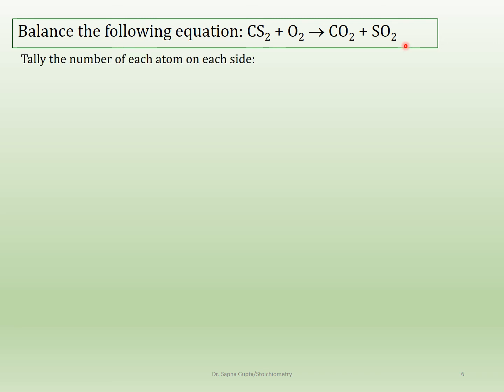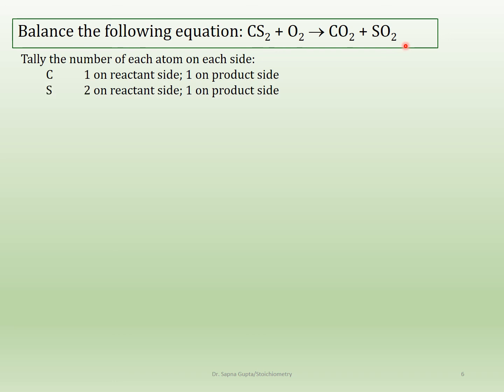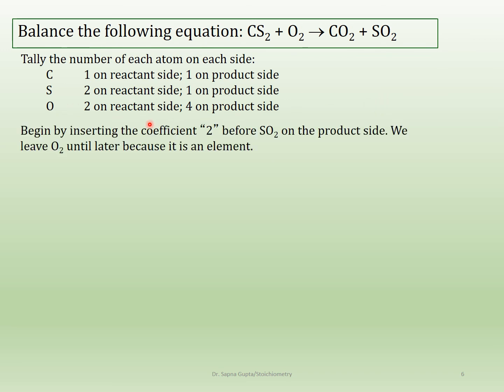So balance this equation. First of all, you tally all the numbers of atoms on each side of the equation. So carbon first: 1 on the left side and 1 on the right side. Sulfur is 2 on the left and 1 on the right hand side, the product side. Oxygen is 2 on the left side and 4 on the right. Remember, 2 from carbon dioxide and then 2 from sulfur dioxide. So here's a misbalance here also. So you can start wherever you want.